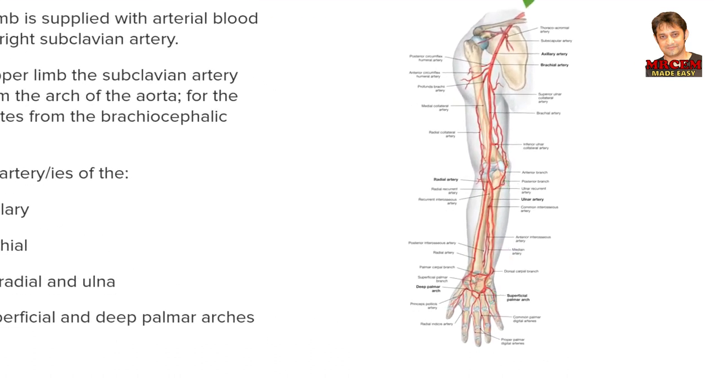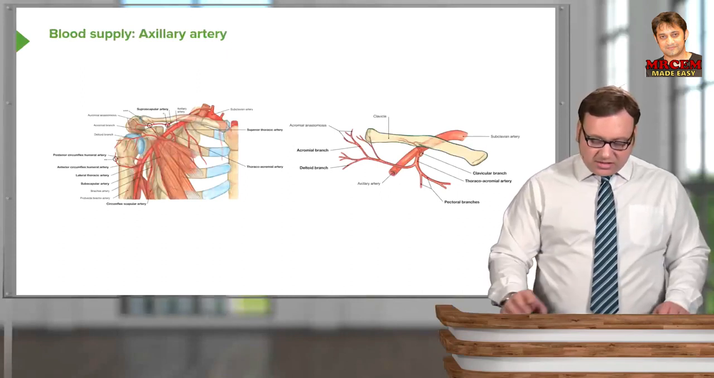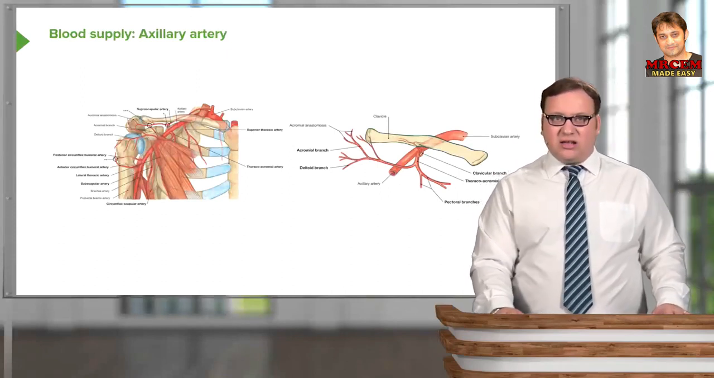And then when we pass into the hand, we can see we have these deep and superficial palmar arches. So all of these blood vessels are originating from the subclavian artery. It passes down into the axillary artery, which then becomes the brachial artery. The brachial artery then bifurcates into radial and ulnar arteries, and here we have those superficial and deep palmar arches. So we're going to look at the details of all of these blood vessels. So let's look at the axillary artery.